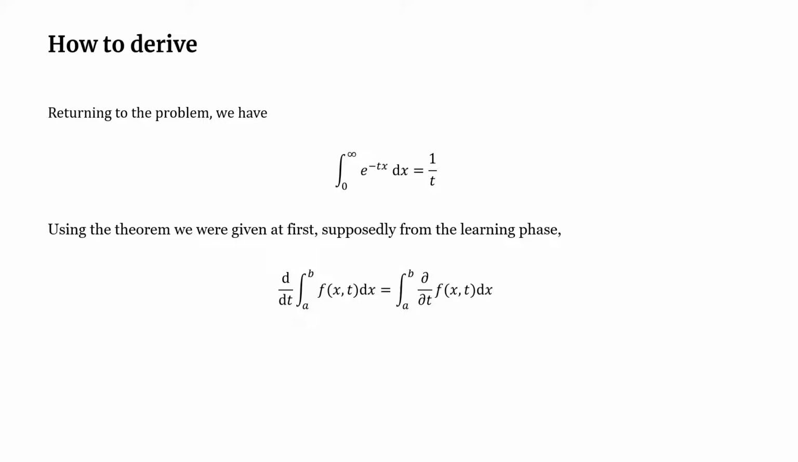Now, using this theorem we were given at first, supposedly from the learning phase of this differentiation under the integration sign, what I want you to do is to try to differentiate both sides with respect to what? What differentiation would you like to do? Very good. According to the theorem, I like to differentiate with respect to t. So let's try to do that.